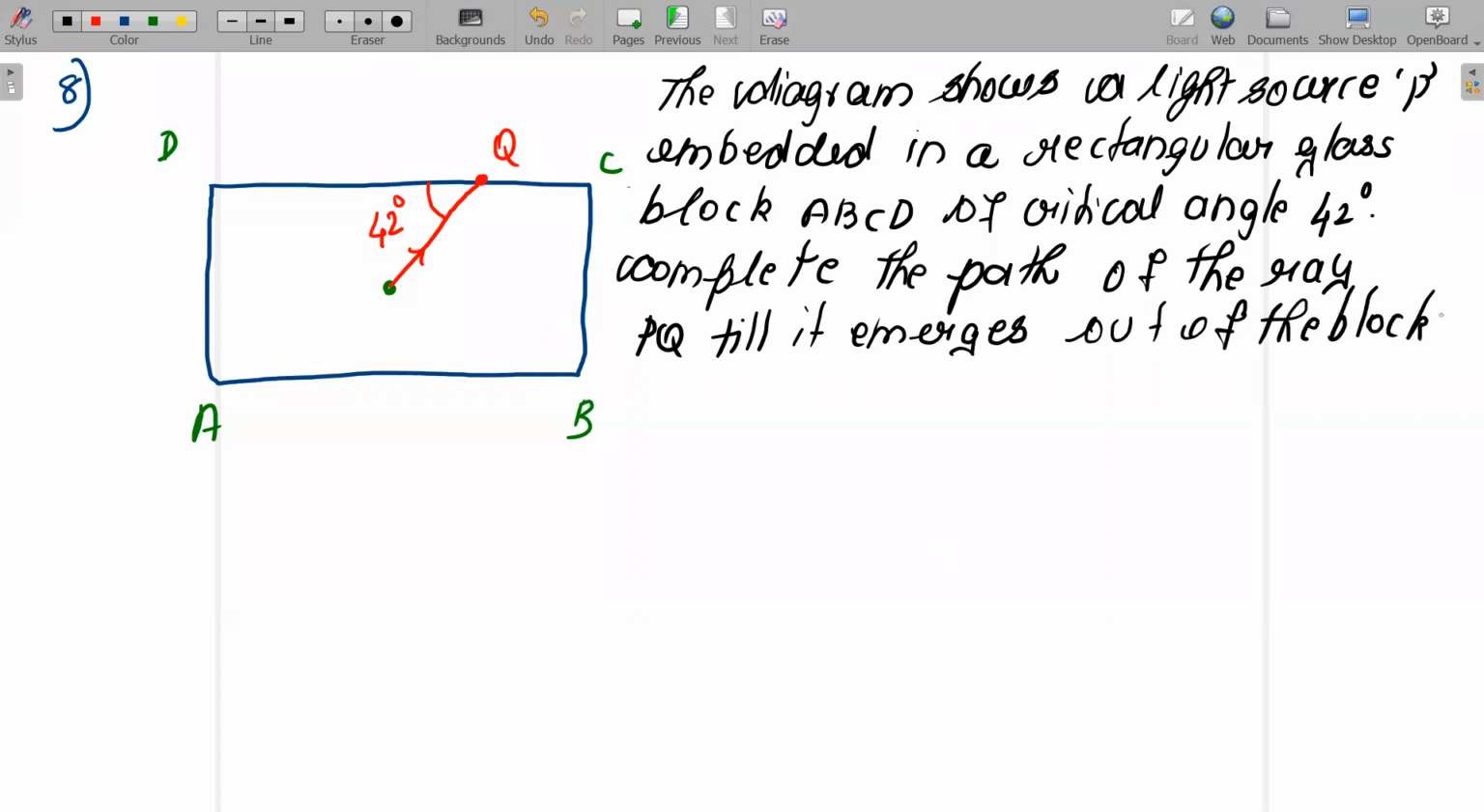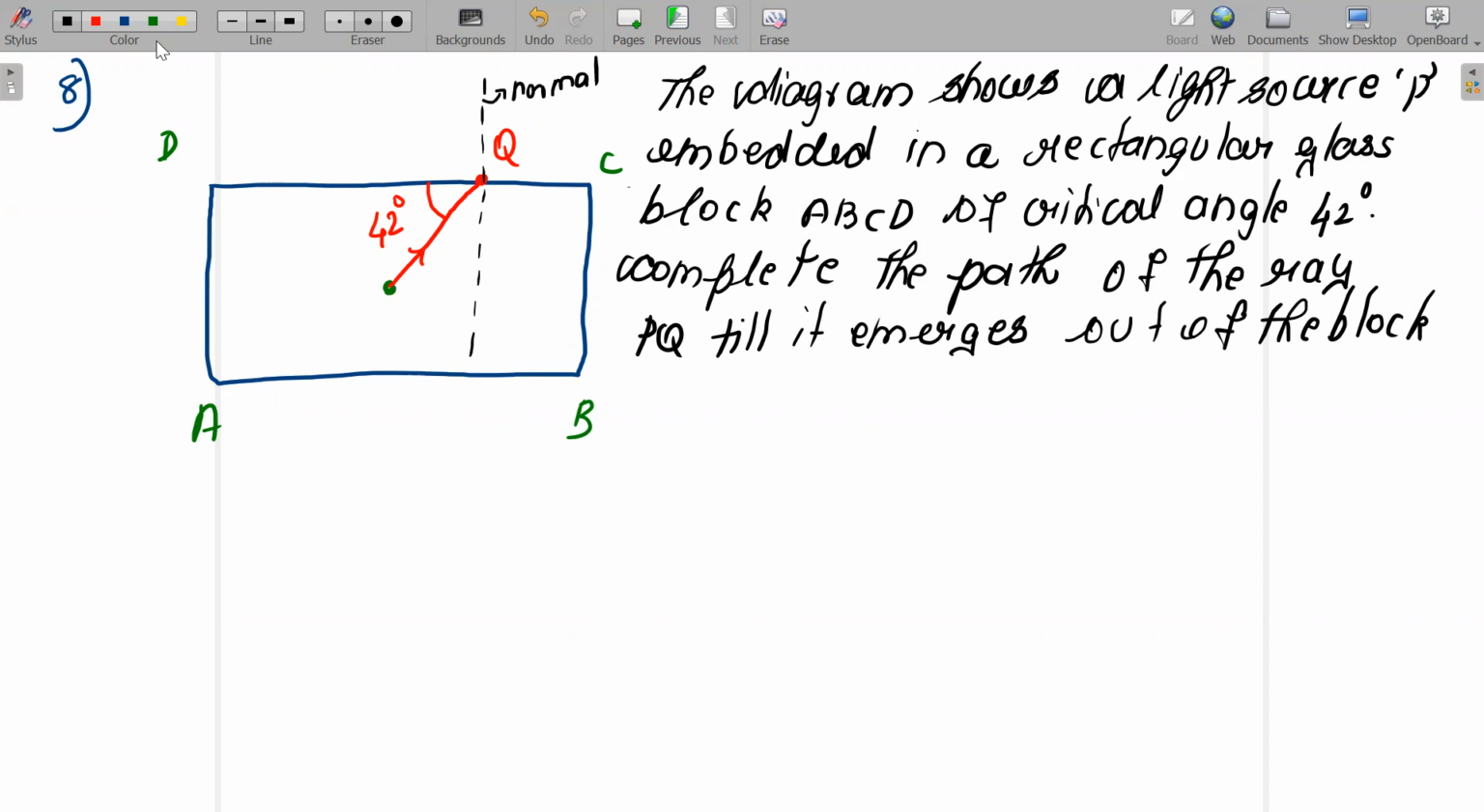I hope you guys got this type of questions, right? This is nothing but board level questions. So children, listen carefully. It is difficult to do, right? But already sir taught you one trick to solve this. So how can you solve this? Children, remember here, this is 42 degree. DC is one side of a rectangular block. You can draw normal here, right? This is your normal.